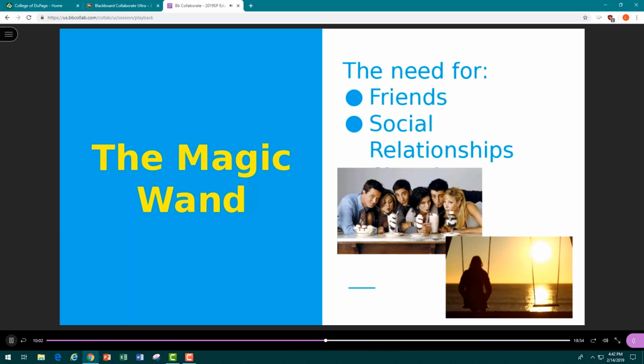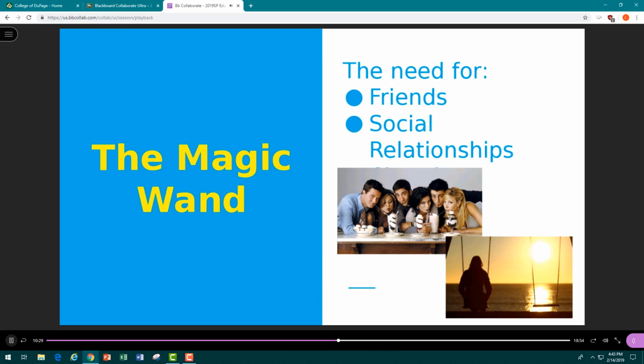Some of the characteristics of students with learning disabilities: the need for friends and social relationships. These kids are so significantly isolated socially from the mainstream of students. You know, we sometimes call learning disabilities the hidden disability. They look just like anybody else, but they struggle, in some cases struggle mightily with learning.